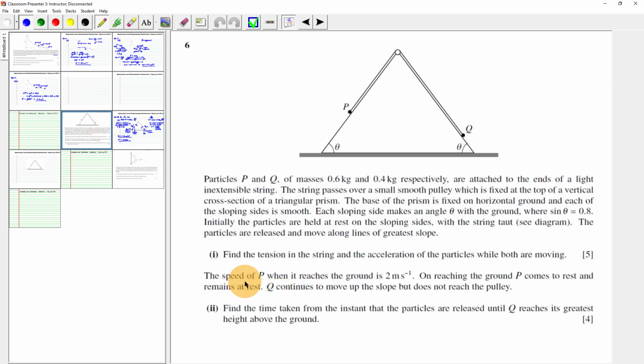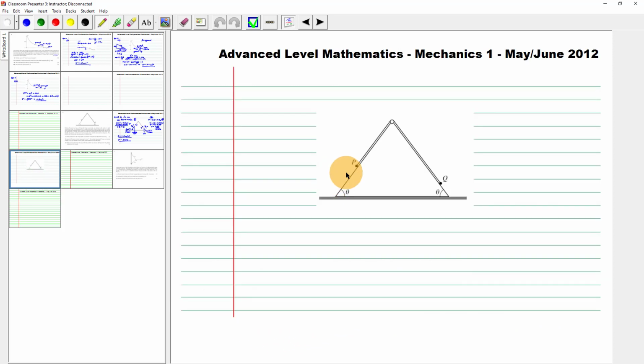In part 2, we are told that the speed of P when it reaches the ground is 2 meters per second. So already here they are confirming that P is the one which hits the ground first. On reaching the ground, P comes to rest and remains at rest. Q continues to move up the slope but does not reach the pulley. Find the time taken from the instant that the particles are released until Q reaches its greatest height above the ground. So let's use this slide here.